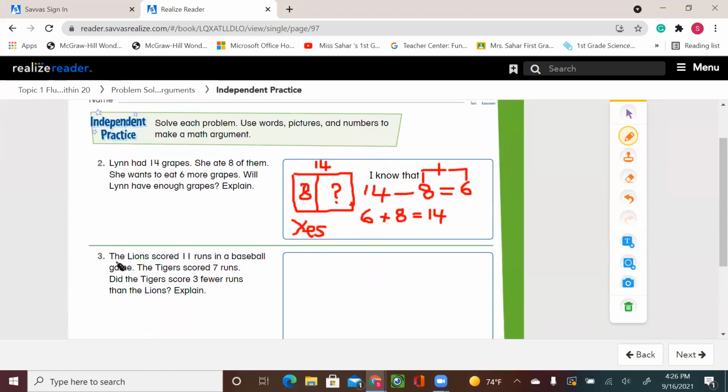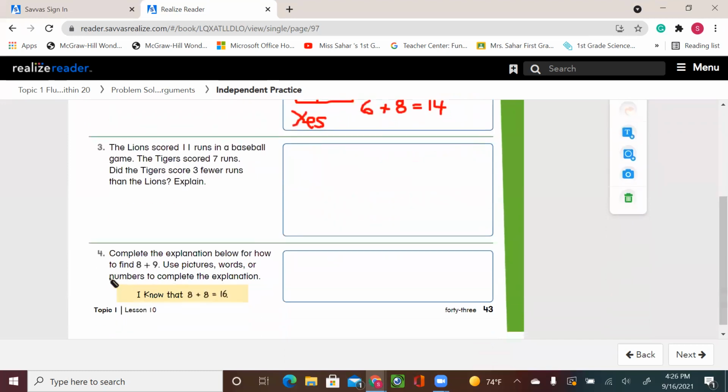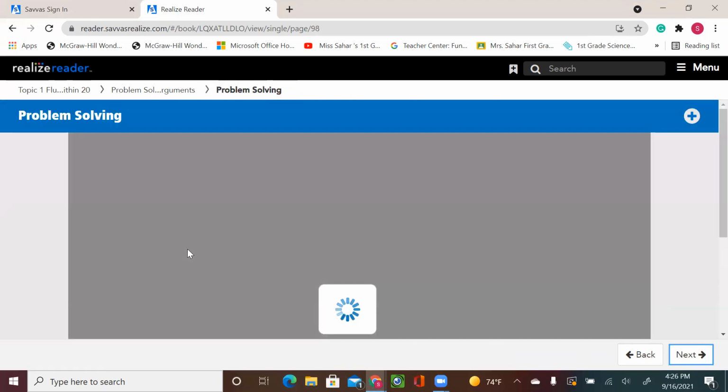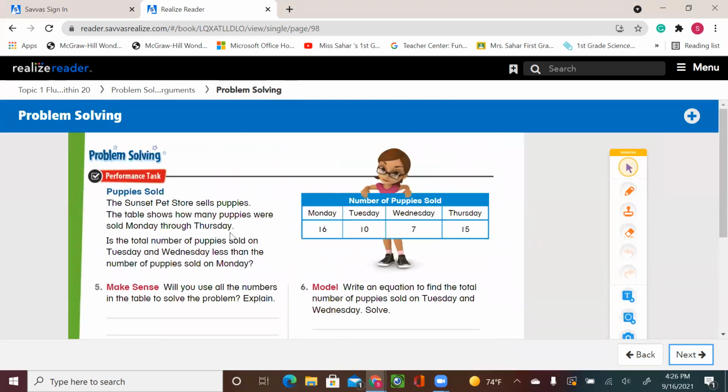And now we have number 3, and then number 4. So this is for this lesson, and that would be the end for this lesson. Later on, we have some practice to do in your book, page 44, 45, till we go for our reteaching and the test.